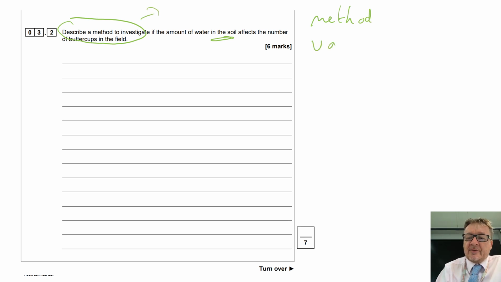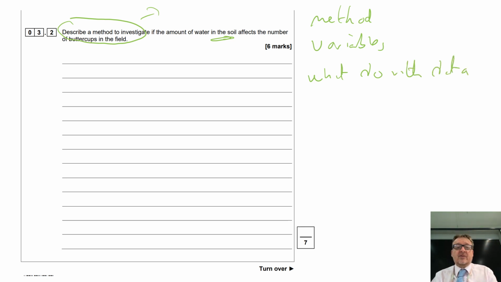Then we need to talk about the variables, okay? And then we need to talk about what to do with the data, okay? So what you're doing then is you're covering the whole thing. Describe a method to see how the number of buttercups in a field is affected. So you're doing a method, but then you've got to talk about how it is affected by the amount of water.